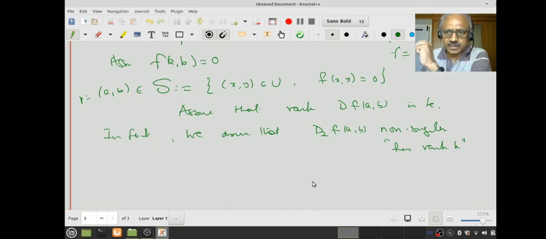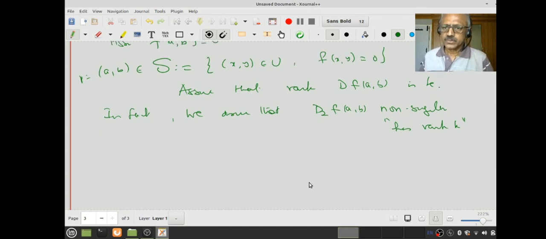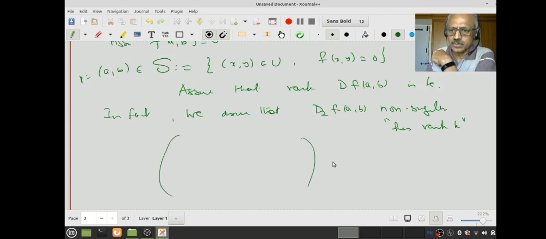Please pay attention. Do not get confused by the change of notation. That's why the concepts should be clear. If the concepts are clear, notation will not bother you. So what I am assuming is there are k constraints. If I write down the Jacobian matrix, let us write down the matrix. How will it look?